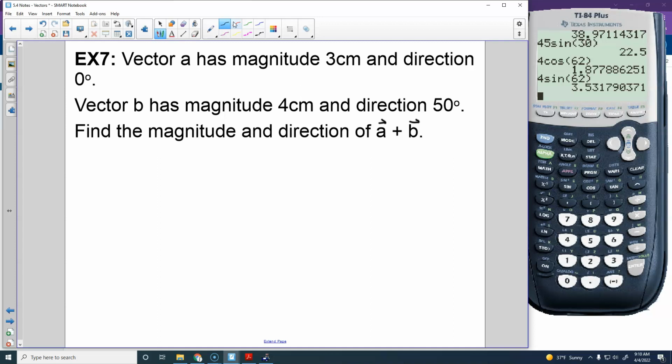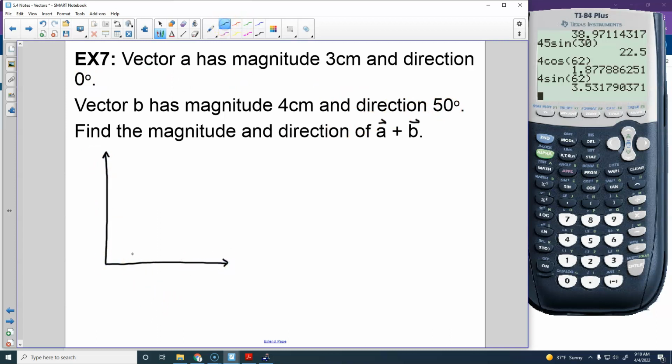All right, so this is just what I sometimes call a naked problem. It's not got any application directly, but it's a practice problem for us to see what's happening. Vector A has a magnitude of 3 centimeters and a direction of 0 degrees. Vector B has a magnitude of 4 centimeters and a direction of 50 degrees. We are supposed to find the magnitude and direction of A plus B.